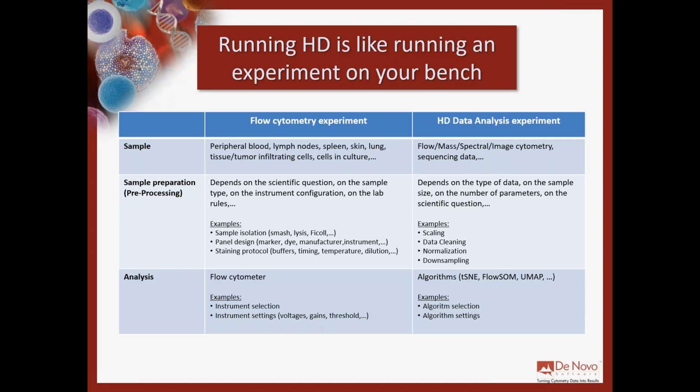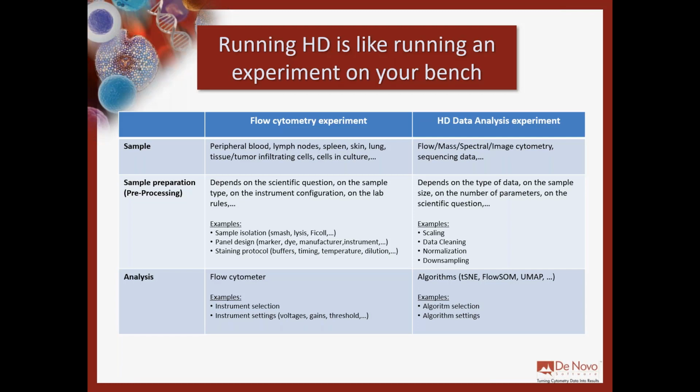Once you have those numbers, you need to prepare them to then run the last step, which is the algorithms, right? So what you have in the middle, the equivalent of sample preparation in high-dimensional data analysis, is called pre-processing. And again, exactly as on the left of this table, pre-processing is not a standardized and unique process. It depends on which sample, so which data you are dealing with. It depends on how many parameters you have, how much data you have, which is the scientific question. So are you looking for a rare population? Are you looking for a very abundant population?